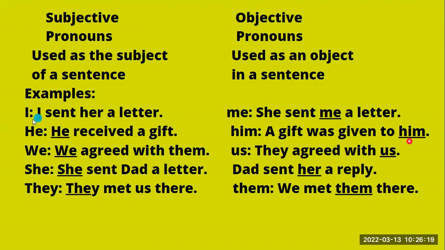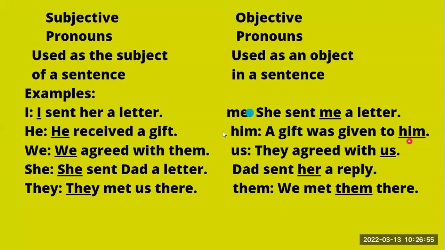Look at I, which is one of the subjective pronouns. I sent her a letter. The subject is the doer of an action in a sentence. I sent her a letter. Who sent her a letter? I. All right. So the subjective pronoun is used to occupy the subject position, and that is the position of the doer of an action or the person being talked about in a sentence. So, I sent her a letter.